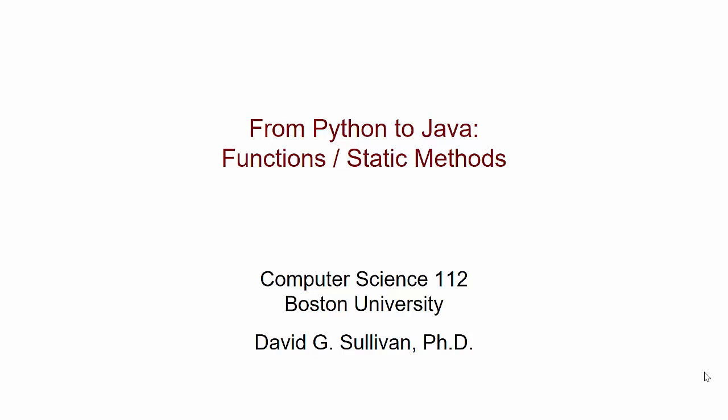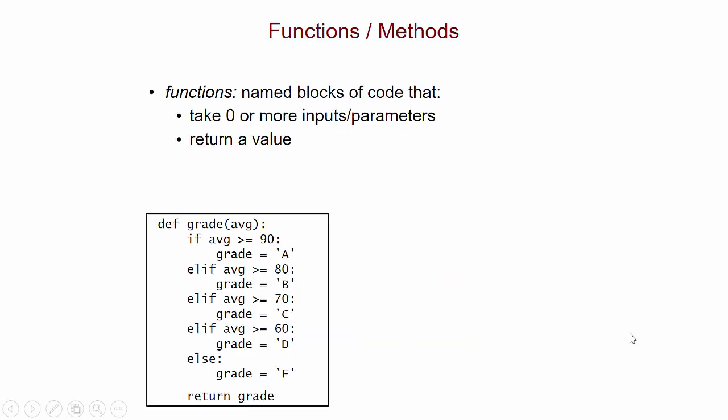In this video, we're going to see how we can take a Python function and turn it into a similar construct in Java known as a static method. So we've seen functions in Python. Here I've taken some conditional execution code that we saw in an earlier video and put it into a function called grade. Grade takes in a single input, but in theory it could have more than one or it could have none. So there's some number of inputs that are being passed in. And then this function is taking the value of avg, using it to figure out the letter grade, and then it's returning that letter grade.